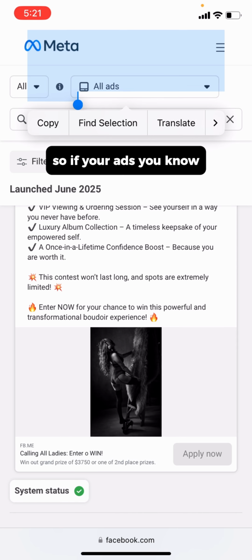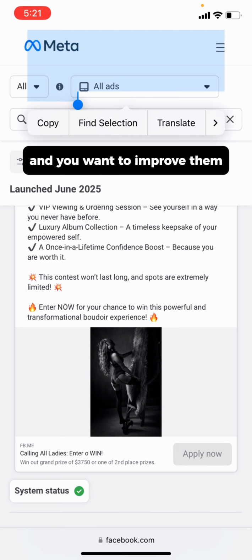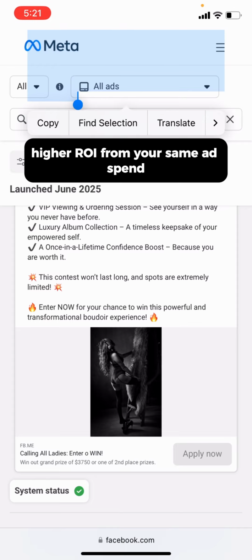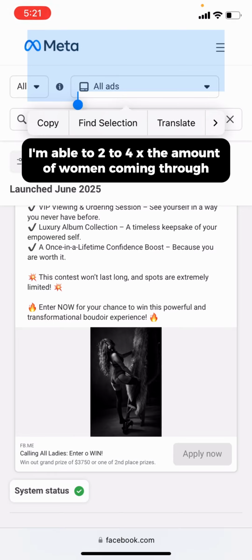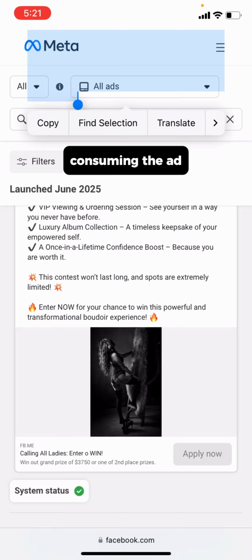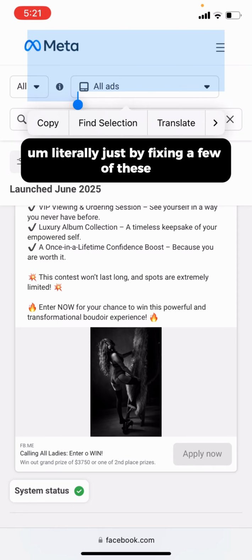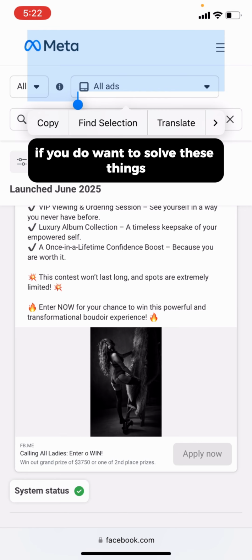So if your boudoir Facebook ads have these mistakes I talked about today, and you want to improve them, get higher ROAS from your same ad spend, like I showed at the beginning, I'm able to 2 to 4x the amount of women coming through, consuming the ad copy with the same ad spend, literally just by fixing a few of these. Then I got 2 ways to solve it if you do want to solve these things.